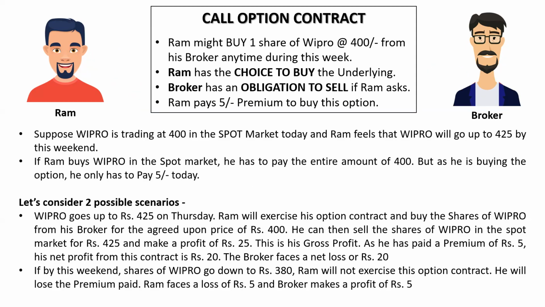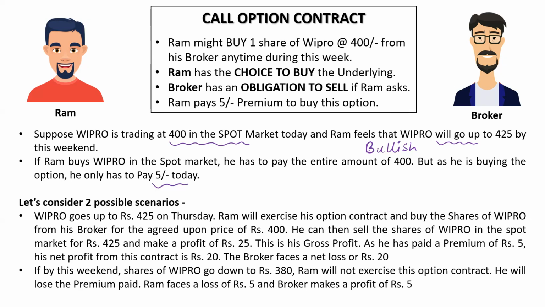Moving on. Suppose Wipro is trading at 400 in the spot market today and Ram is feeling that Wipro will go up to 425 by this weekend. So 400 is the price at the spot market and Ram is bullish. He is expecting the prices to go up. So if you're expecting the prices to go up, you are a bull or you are bullish about the market. If Ram buys Wipro in the spot market, he has to pay the entire amount of 400. But because he is buying the option, he only has to pay 5 today.